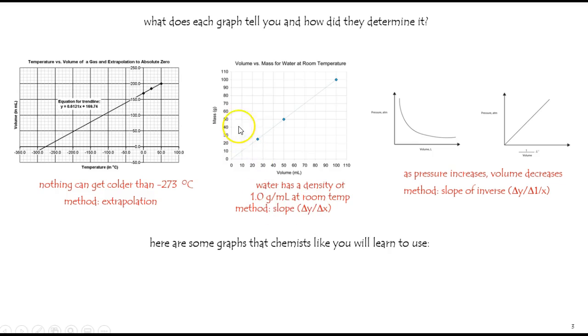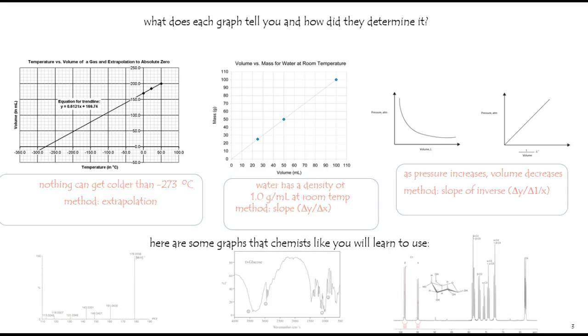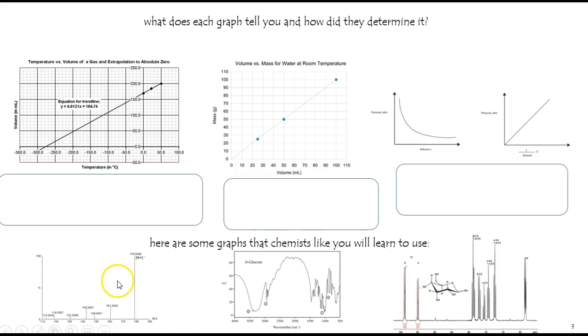Here we took the slope of just mass versus volume. Here we take the slope of mass versus 1 over volume. And nice things to know. We're going to apply this in this unit to understand some other types of graphs, and I thought I'd give you a little preview. Here are some graphs we'll be learning how to interpret.